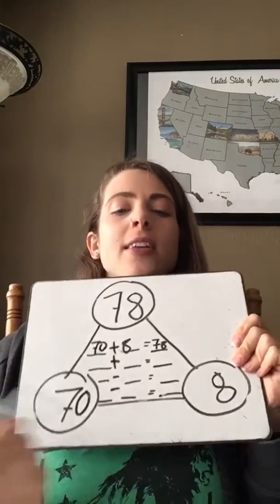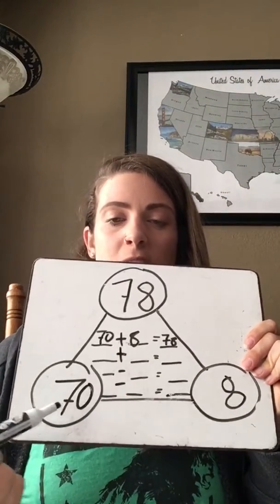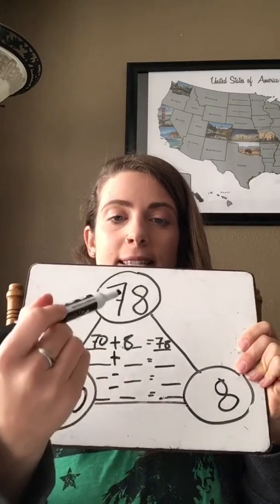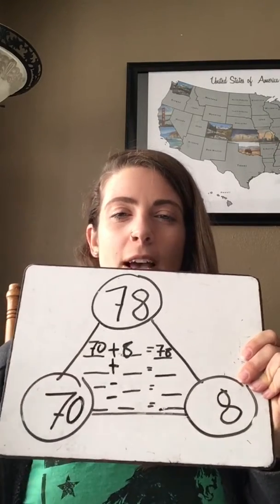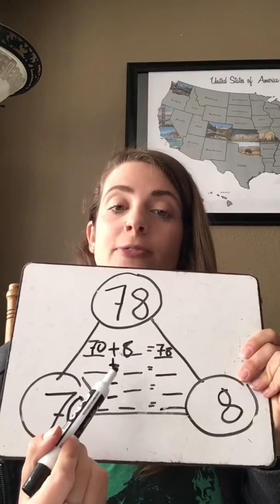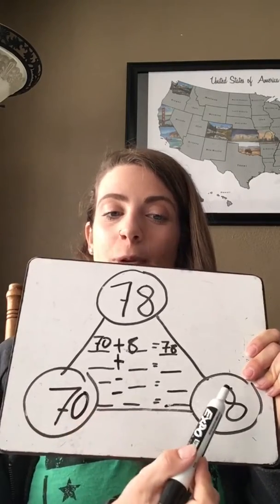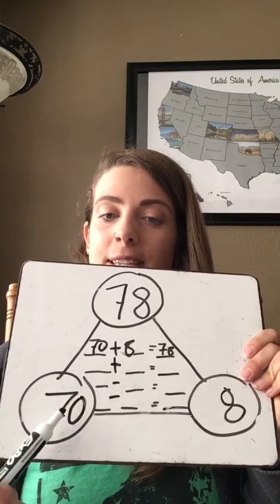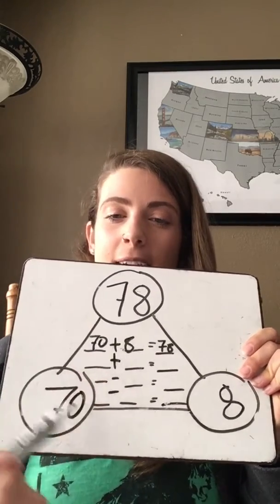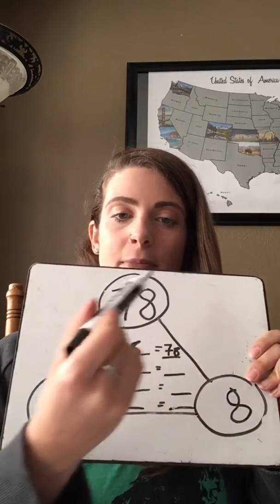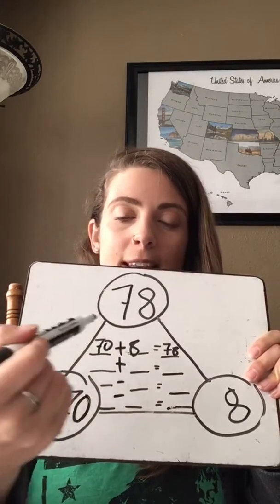Okay, what's the other way we can flip this around? So I went this way, 70 plus 8 is 78. What's the other way I can make another adding sentence for our fact families? Okay, I hope you figured out. We can go the other way. 8 plus 70 makes 78. It's kind of a circle. 70 plus 8 makes 78, and 8 plus 70 makes 78.